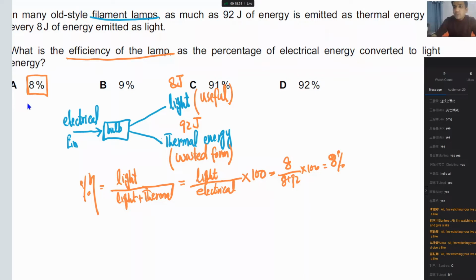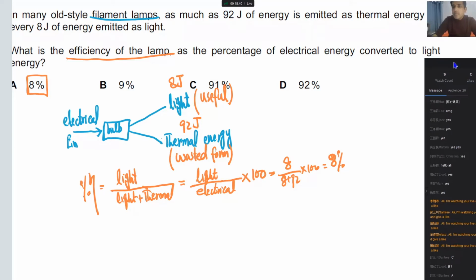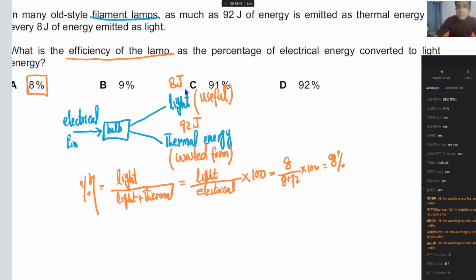I hope this is clear to you. So this is how you need to approach these problems. Answer is A. Excellent. Let's move on to the next one. So this is how you need to answer. The next question also is about efficiency, so let's go to next.